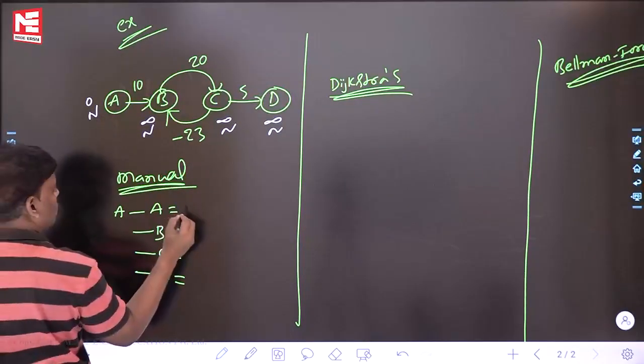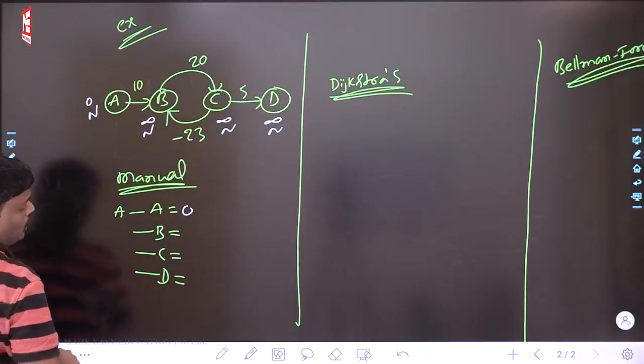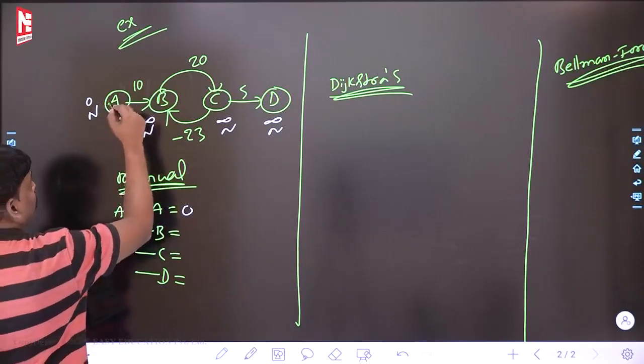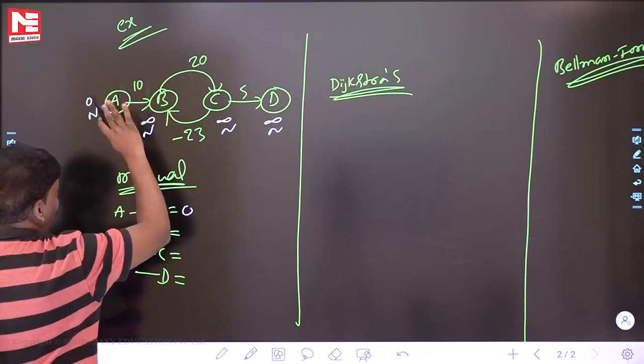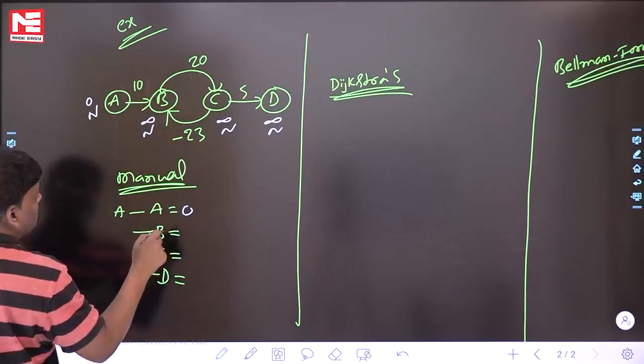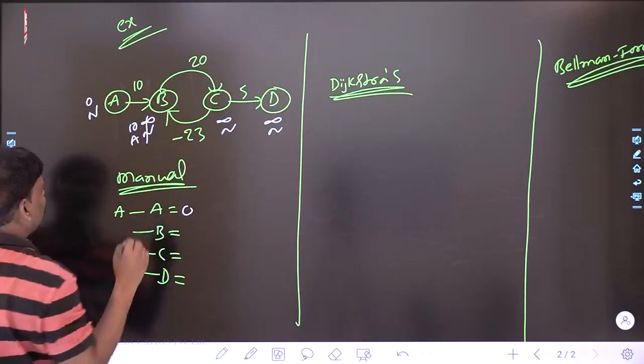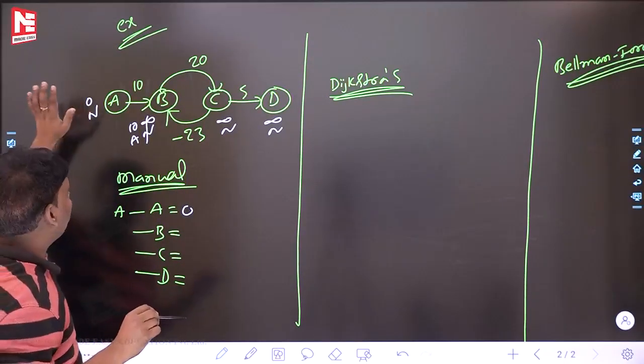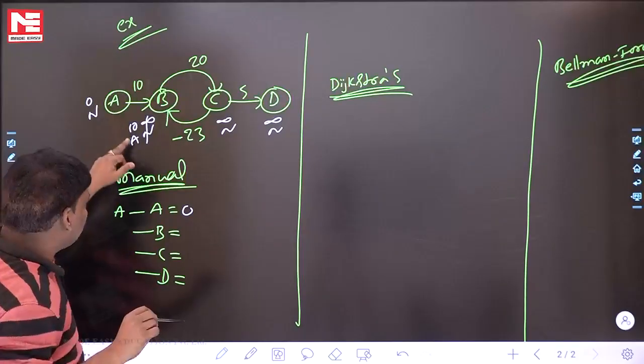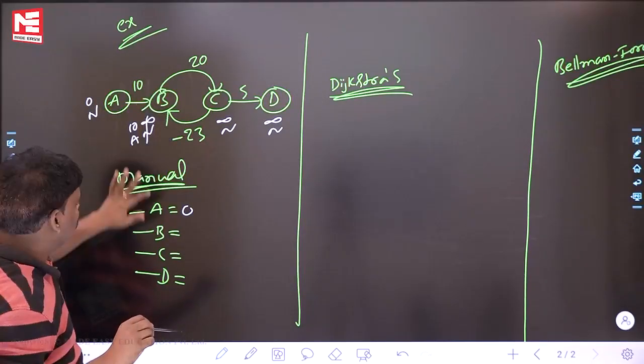Can you help me now? A to A is 0, that's okay. What is A to B? Let me check: 0 plus 10. What is the answer? 10, from A. A to A is 0, I am okay with that, and A to B is 10, that is also okay.